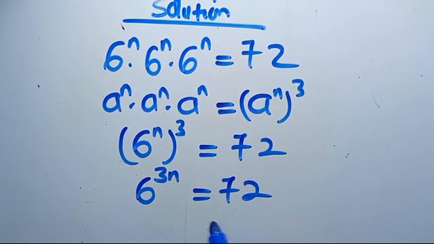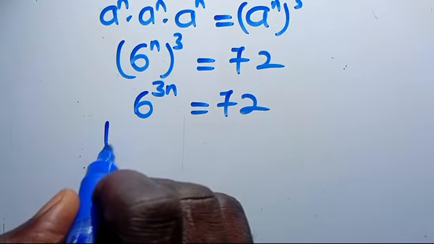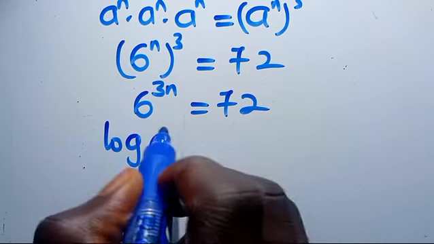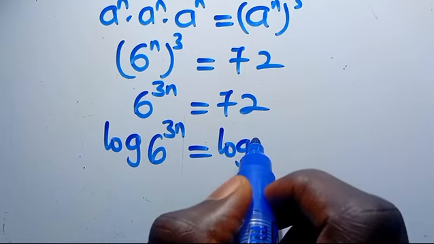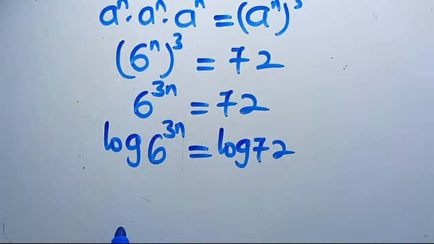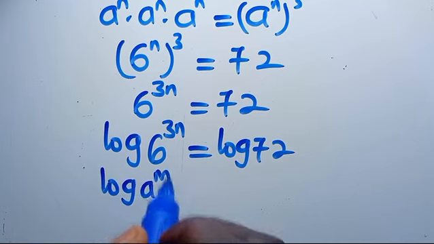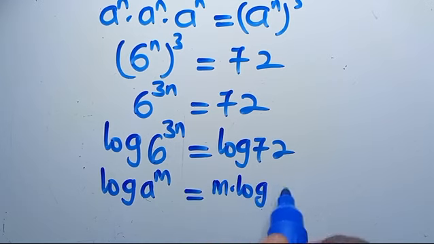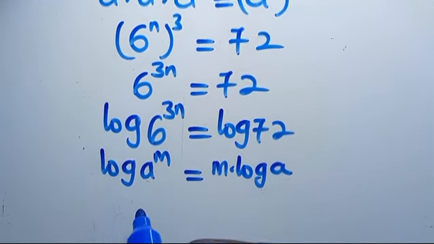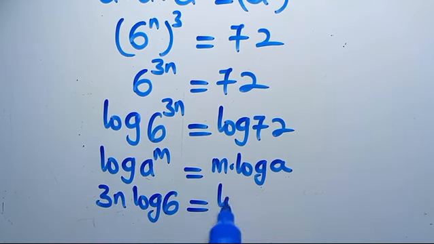Then from here, let's introduce log to both sides of this expression. So we're going to have log 6 to the power of 3n equals log 72. Then when we have log a to the power of m equals m multiplied by log a, now we have 3n multiplied by log 6 equals log 72.